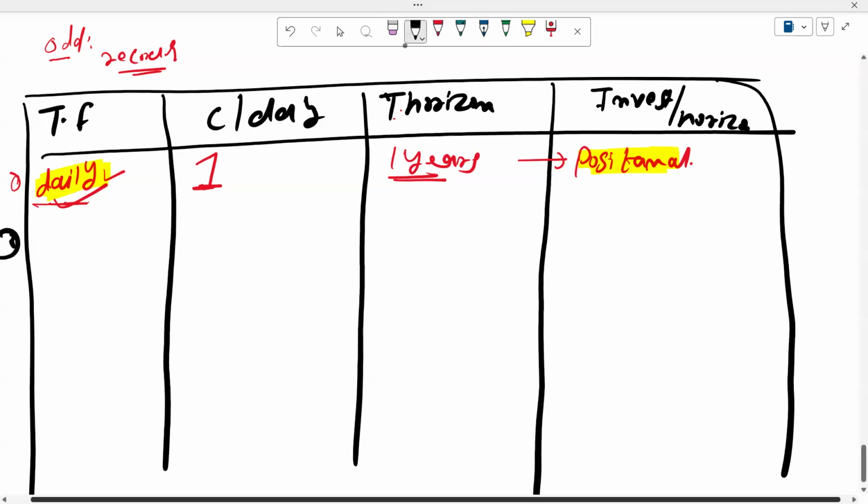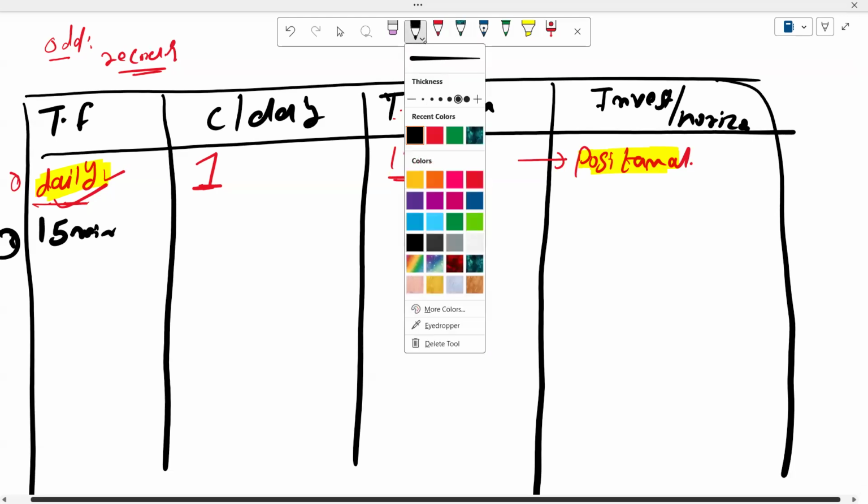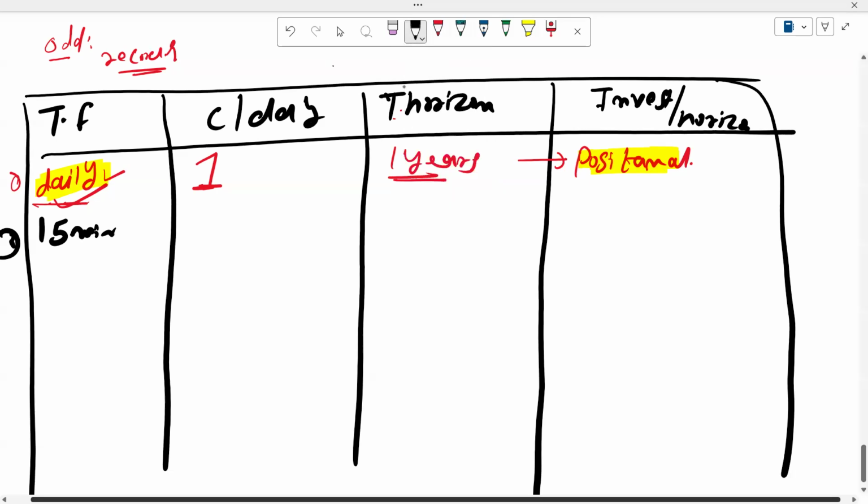Now if I am on the 15 minute, I already discussed. If I am on the 15 minute, how many candles will I get in a day? I'll get 25 candles. 24 or 25 candles.